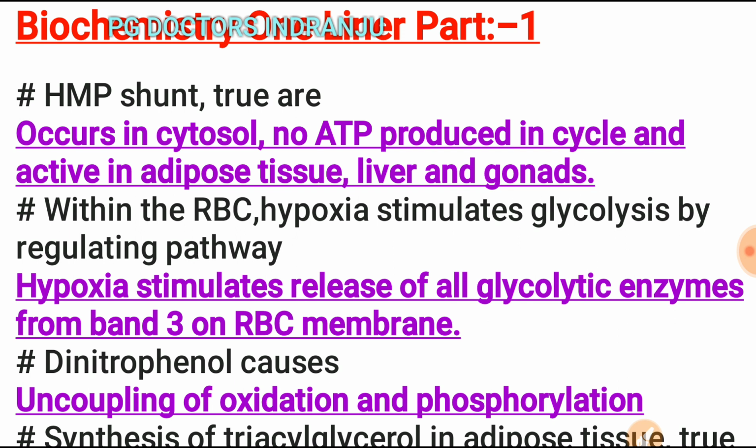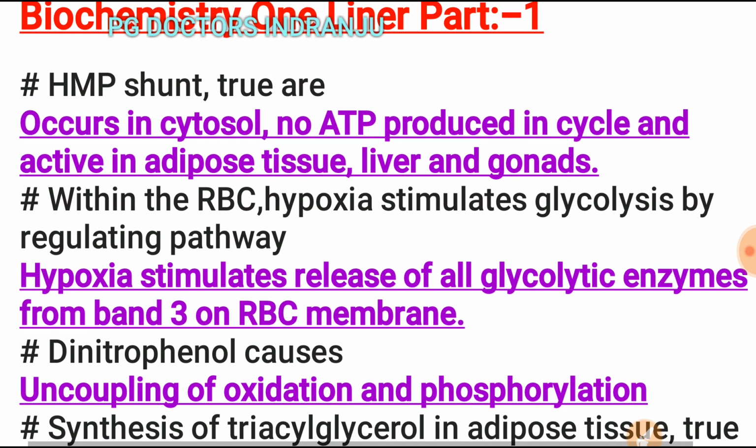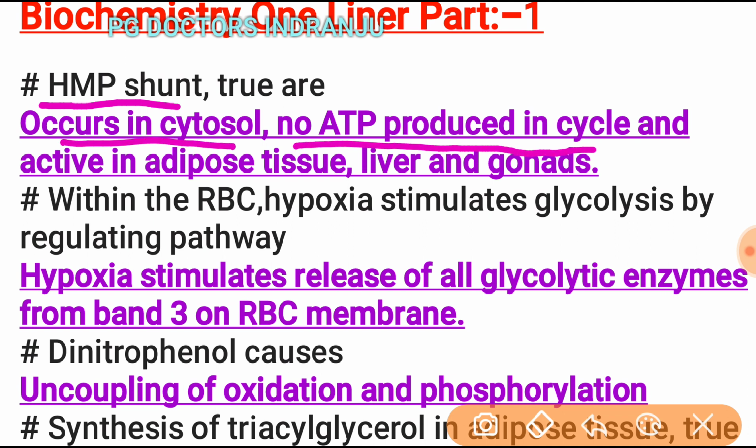Let us start the HMP shunt. About the HMP shunt, what is true? True is that it occurs in the cytosol, there is no ATP production in the cycle, and it is active in the adipose tissue, liver, and gonad.